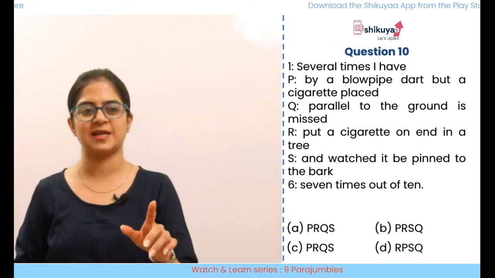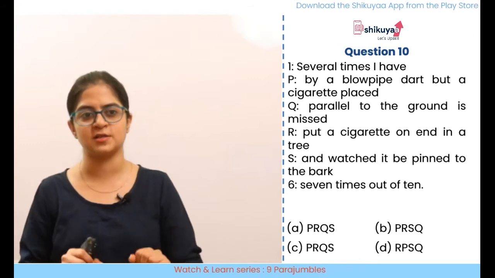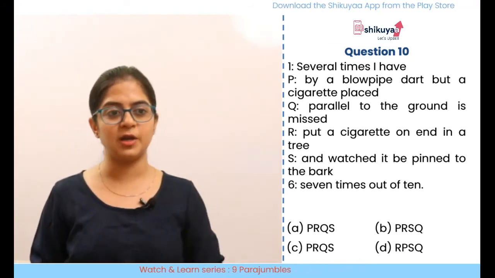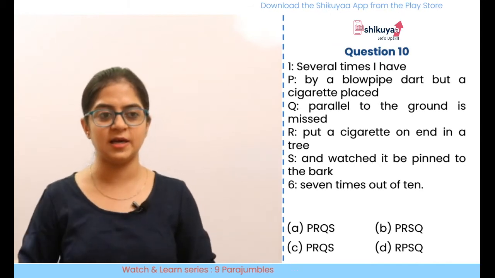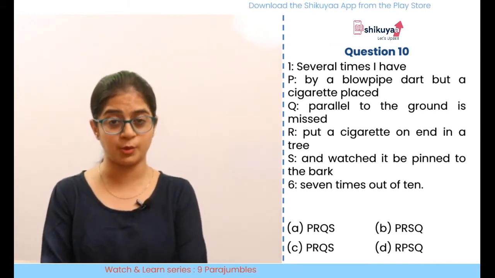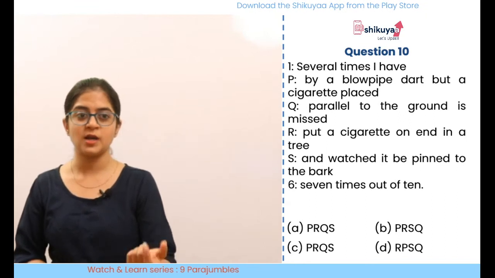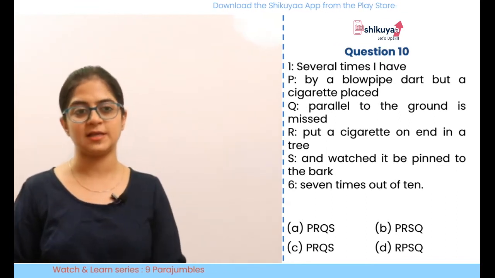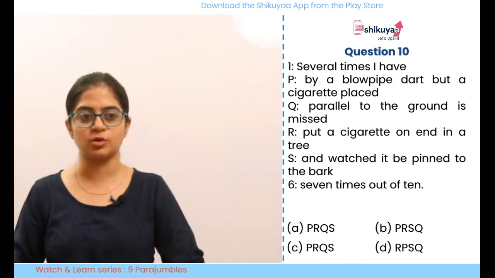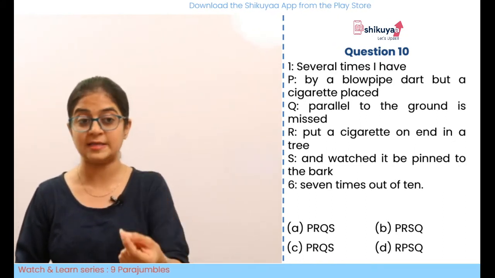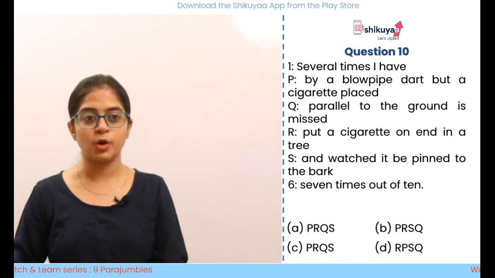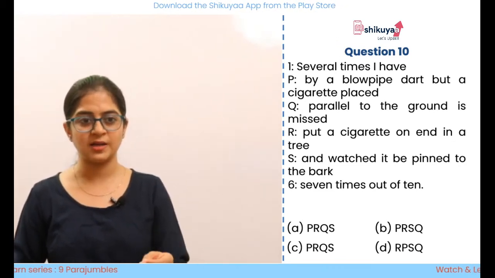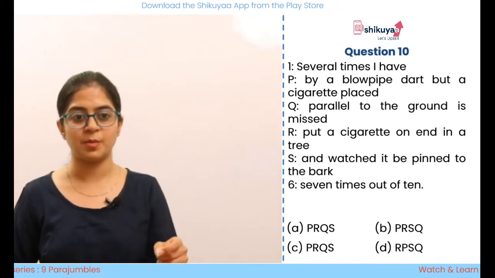Very good opening sentence. Still, let us put the other sentences into a logical order over here, right? Sometimes you may come up with this kind of problem as well. Here at least you have found the opening sentence. Now the next sentence which is suitable to sentence R is S: put a cigarette on end in a tree and watched it be pinned to the bark.